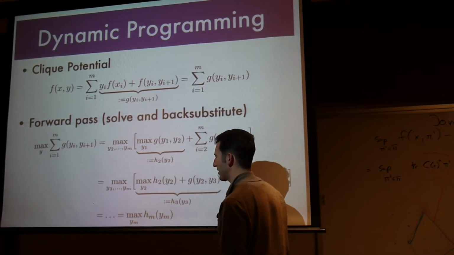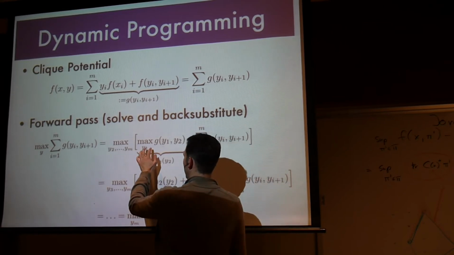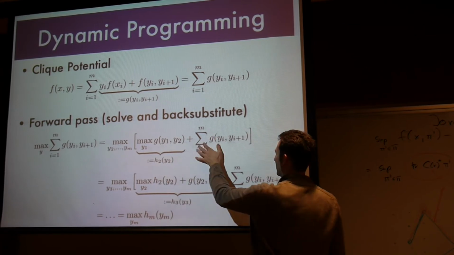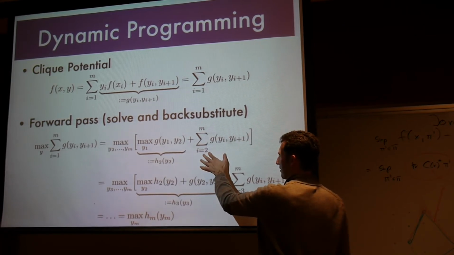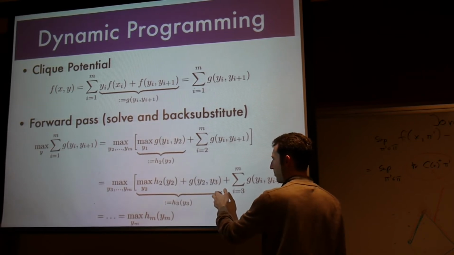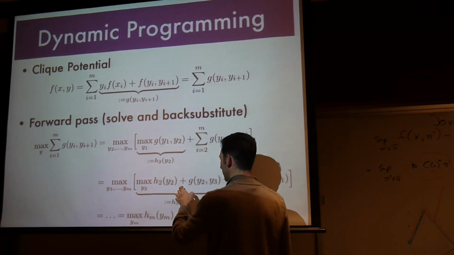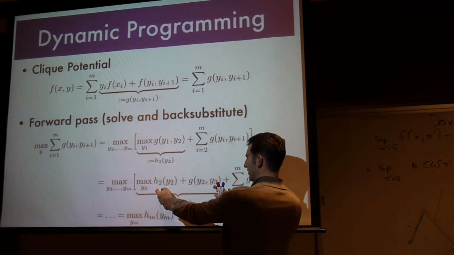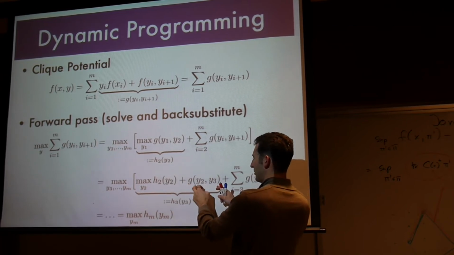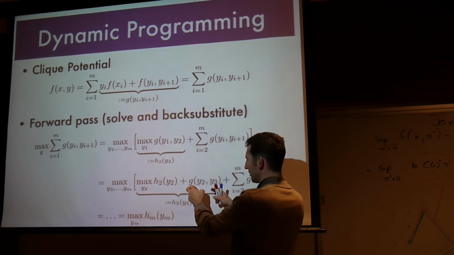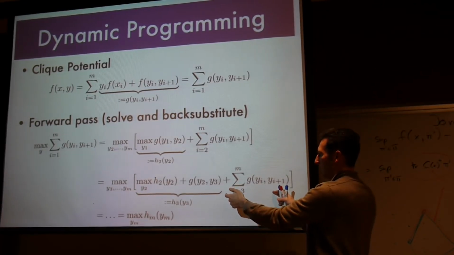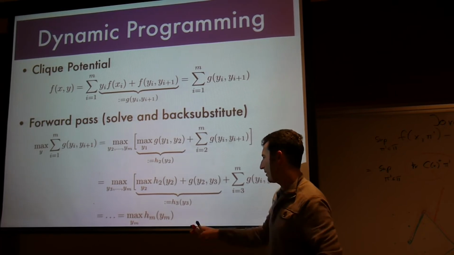But now something magical has happened, right? Because I've gotten rid of my maximal y1 problem. And I only have a function of y2 here, and a corresponding term there. That's it. Then I can repeat this procedure, right? And I pull out the maximization over y2, which now takes 2 arguments: h2 of y2, this guy here, and g of y2, y3, this guy there. And the rest is basically just junk. And then I get rid of y3 and so on until I'm at the end.